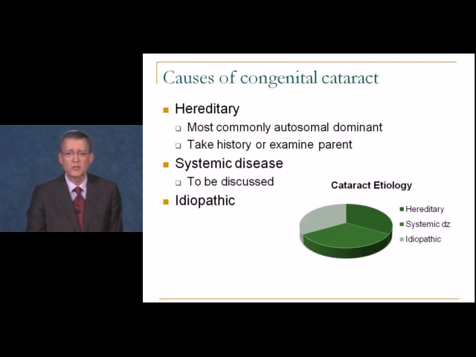Next third is systemic diseases, and we're going to talk about that more. And then the last group is the idiopathic. And about a third of patients, for all the work we do, for all the investigation, we never find out why they had a cataract.